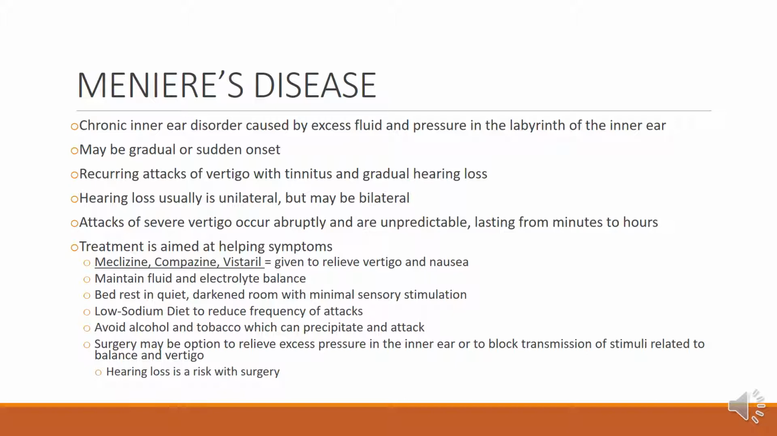And they can also have an option of surgical changes. So this would be relieving excess pressure in the middle ear and/or to block transmission of stimuli related to the balance and vertigo. However, with this surgery, it's a risk that they could have permanent hearing loss. So most of the time, people will try to just go ahead and take meclizine and be okay with this. However, if it's bad enough, some of them may decide to do surgery as an option.